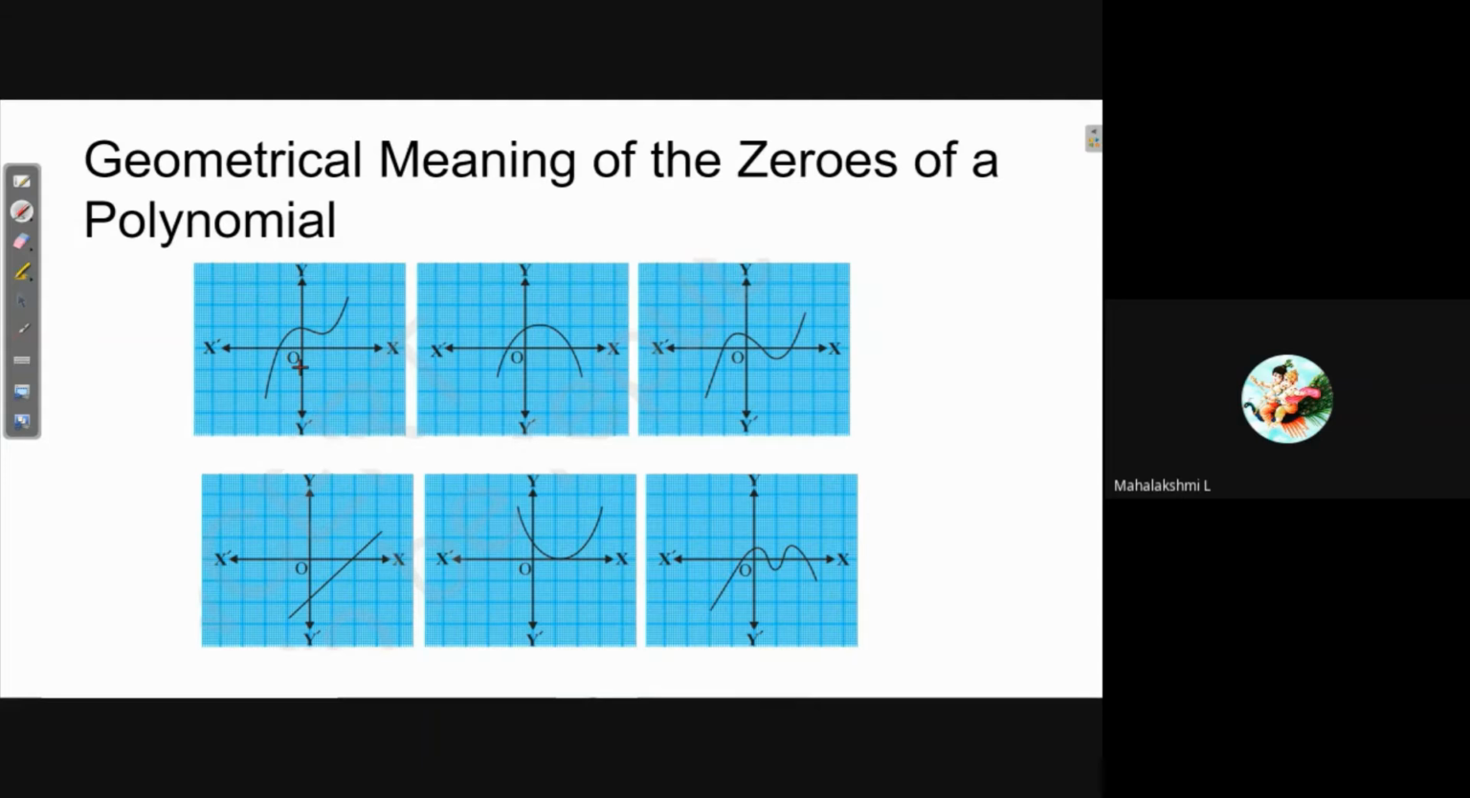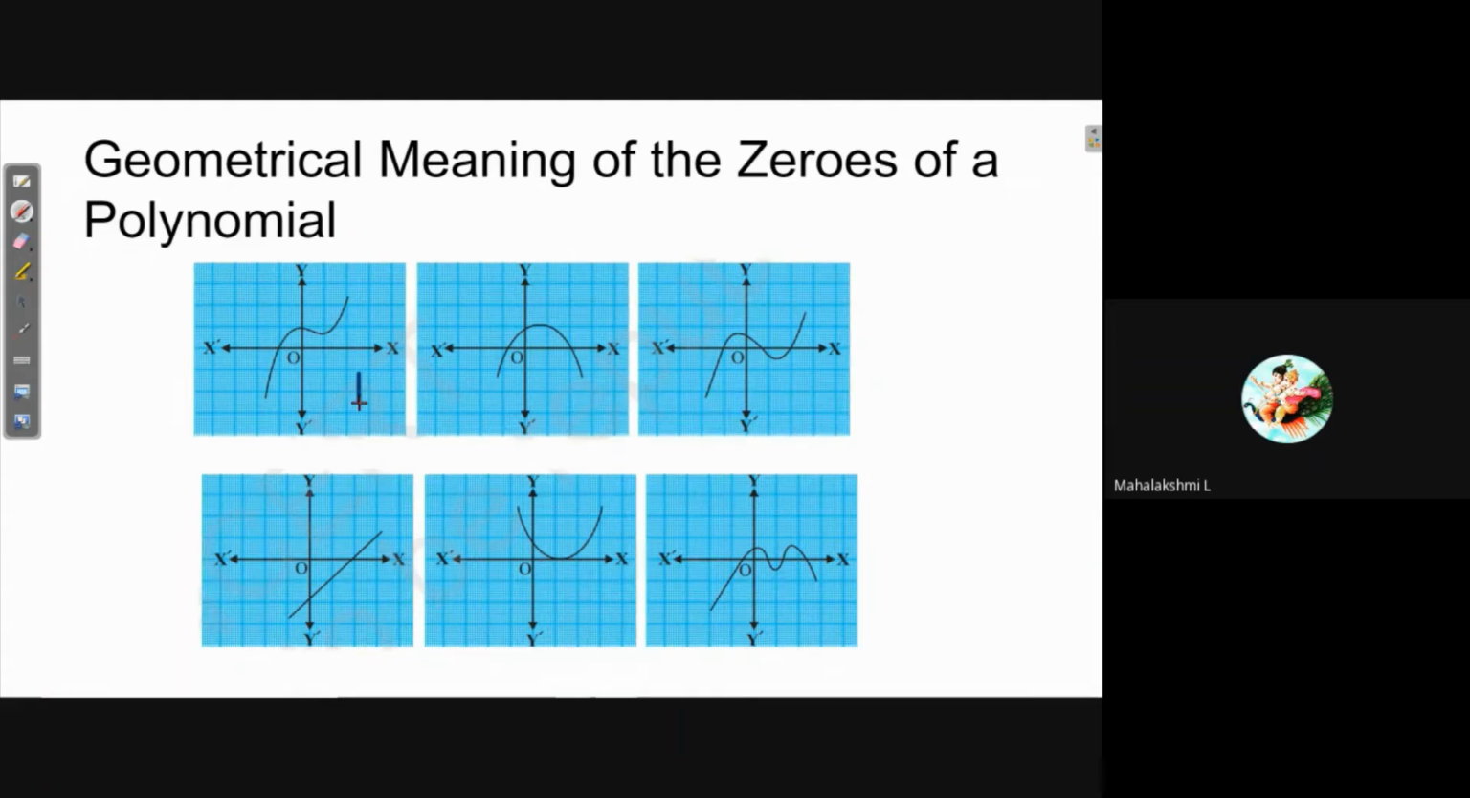I repeat, the number of times the line of the graph, not the x-axis or y-axis, the line that is drawn, intersects the x-axis, both the positive side and negative, that is x dash x, this horizontal line, gives the number of zeros of the polynomial. Okay, now let's try to find the answer. Here it intersects one time. So the number of zeros will be 1.